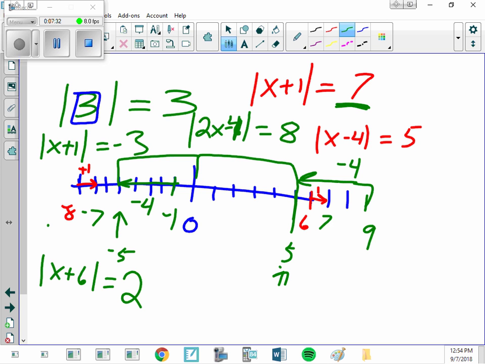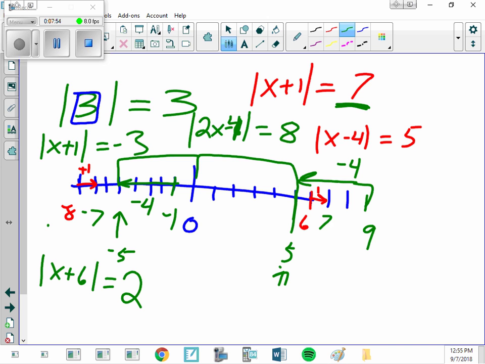You can't do it. Good. Why not? Which number is negative 3 units away from 0? There is no number. There is a number that's 3 units away and another one that's 3 units away, but an absolute value cannot equal a negative.